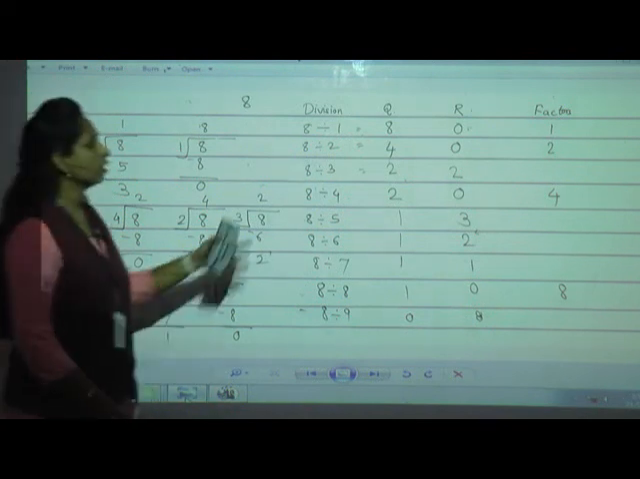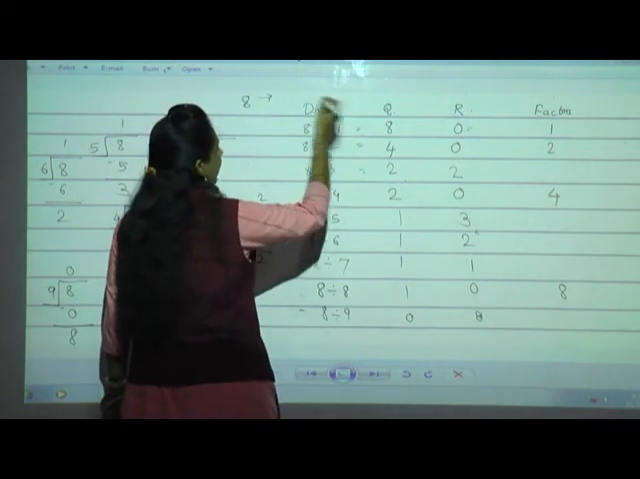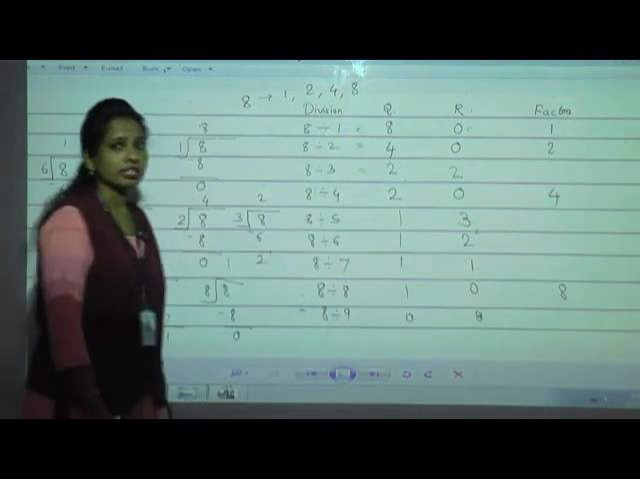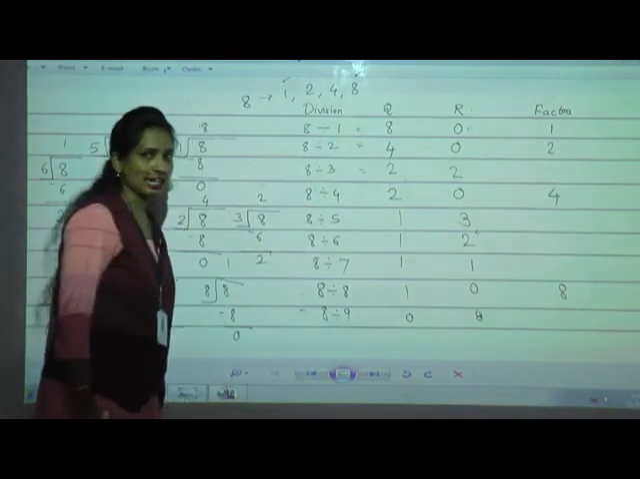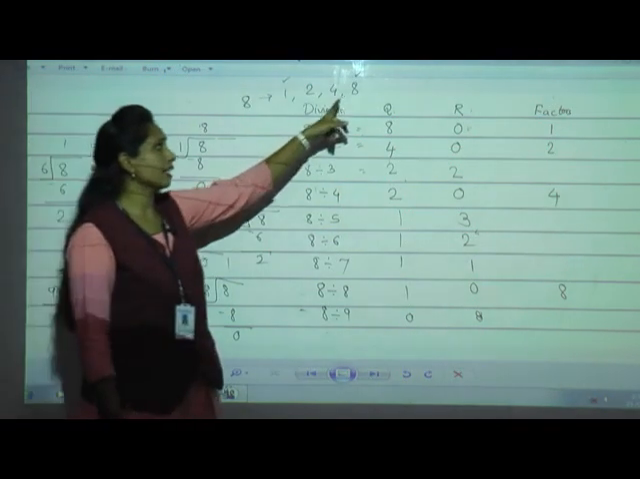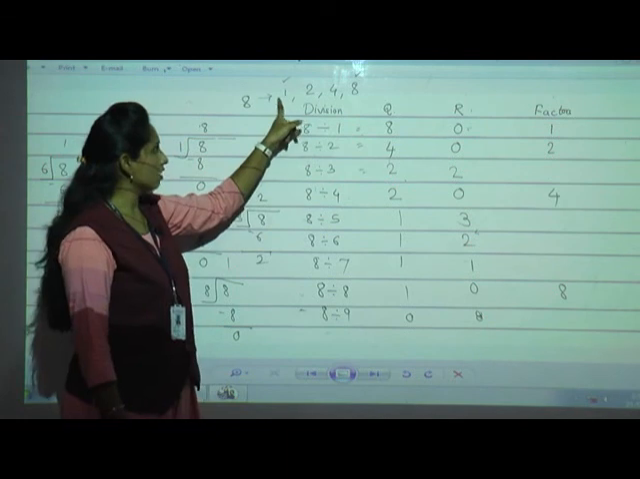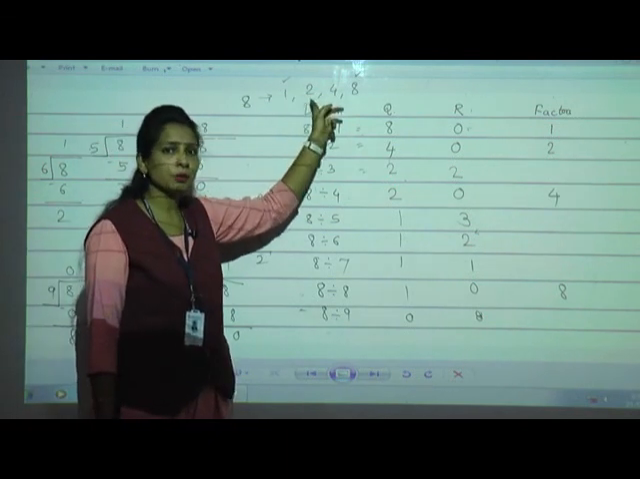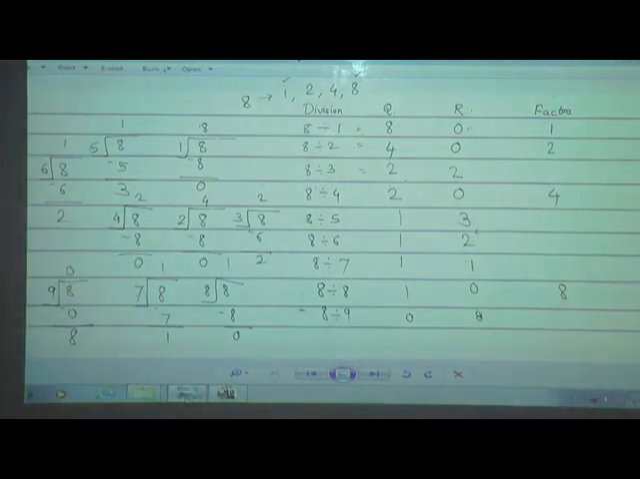So what are the factors of 8? 1, 2, 4 and 8. See, the lowest factor is 1, the biggest factor is 8. What I said? The biggest factor is always the number itself, and 1 is a factor of every number, and the remaining 2 factors are 2 and 4. Understood? Clear till here? No remainder means the number is a factor.